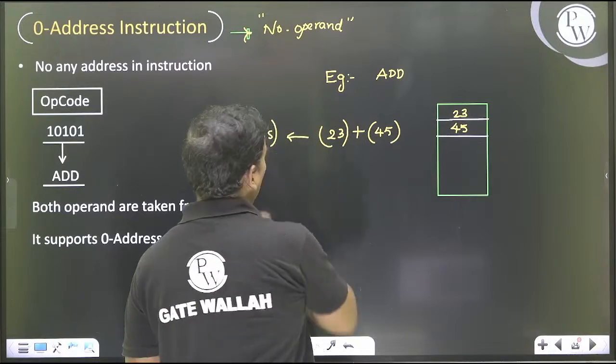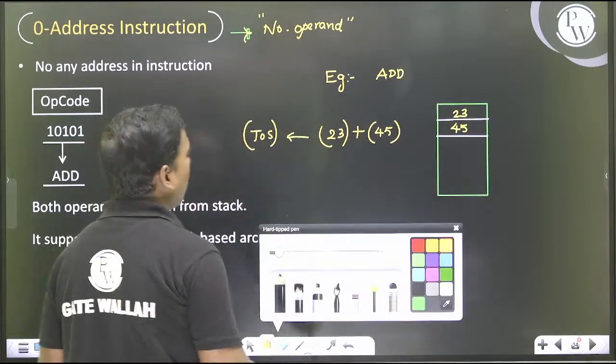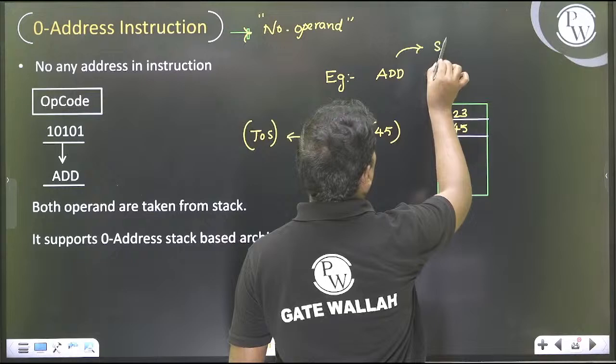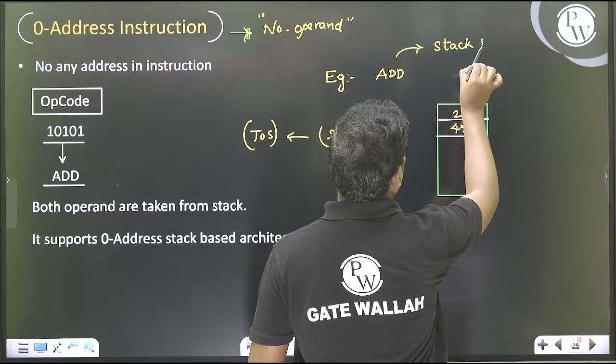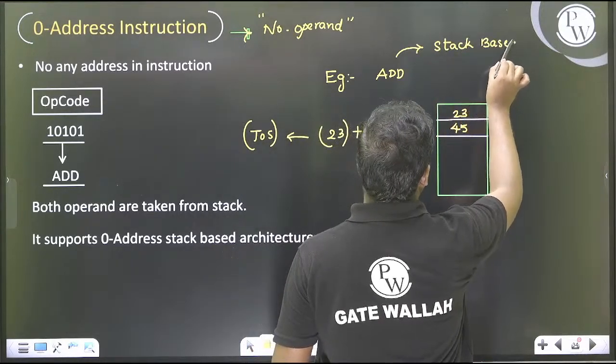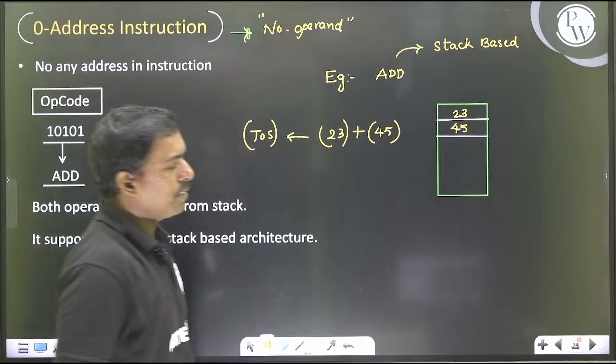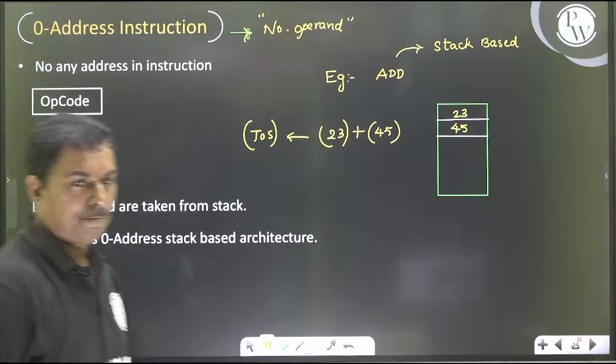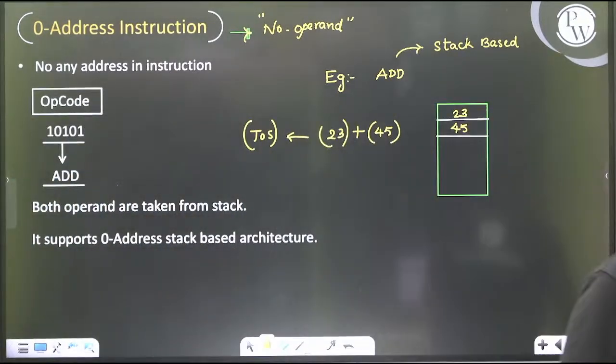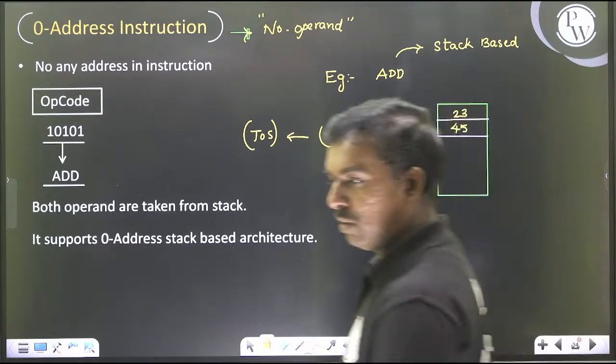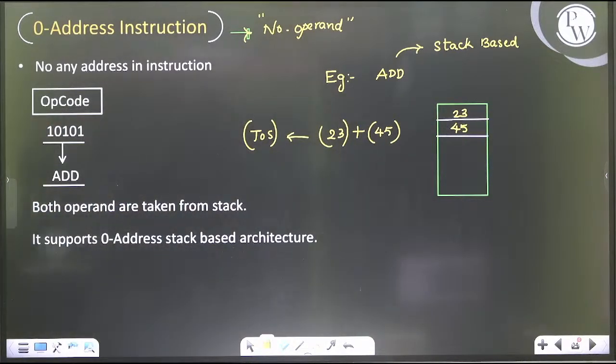That's it. So this is a stack based architecture. क्या बोलते हैं उसको? This is a stack based architecture बोलते हैं. So both the operands are taken from the top of the stack. Both the operands are taken from the stack. समझ गए आपको बेटा? Is it clear or not?